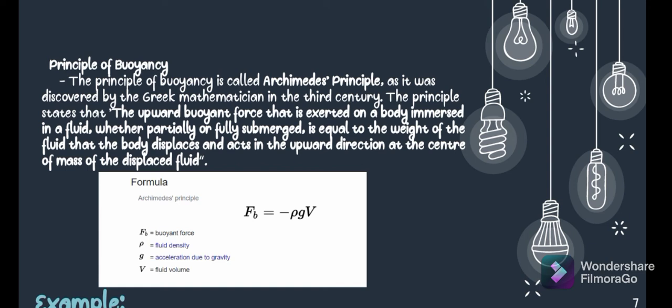To make the boat float, the buoyant force must equal the weight of the water displaced by it, pushing at the center of mass of the displaced fluid, which is at the part of the boat that touches the water. And that is how the boat floats.